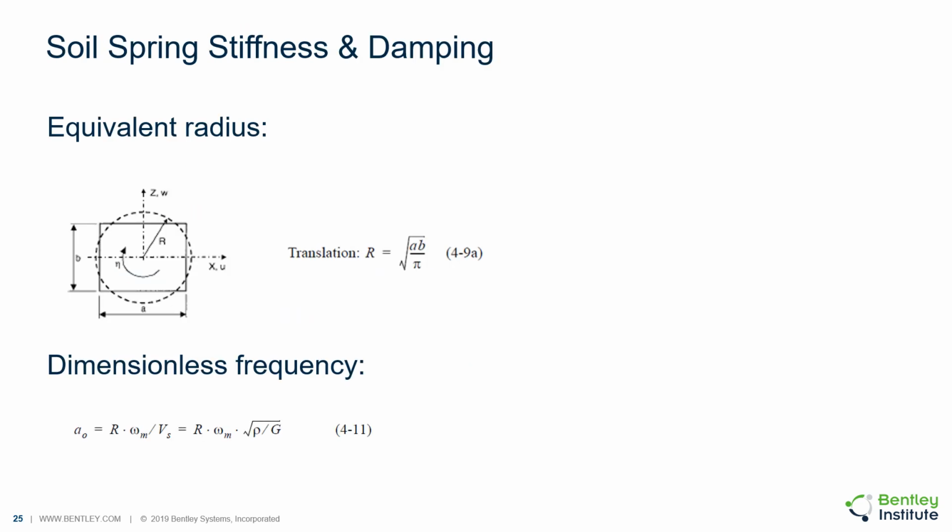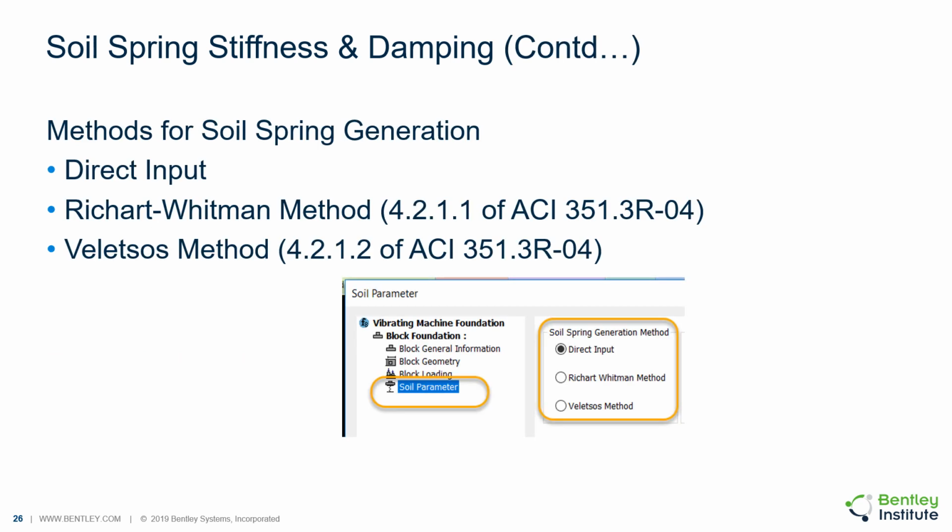directly entering those. Dynamic analysis of machine foundation requires computation of soil spring stiffness and damping. Before we move on to see how these are actually calculated, let's take a quick look at some of the terms which are used in these calculations. For the analysis, a square or a rectangular foundation is often considered as a circular foundation with equivalent properties. For the three translational directions, the equivalent circular foundation is determined based on an equivalent area, and radius is calculated as shown in equation 4-9a. Another term that is used in these calculations is a dimensionless frequency as shown in equation 4-11.